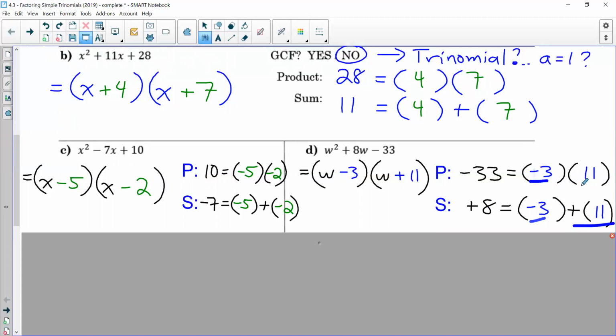So these two numbers have to add to a positive 8. Once you find those numbers, you're writing it in the pattern as we have here. And instead of using x, because the expression started off with a w, we have a w inside the brackets instead of an x.